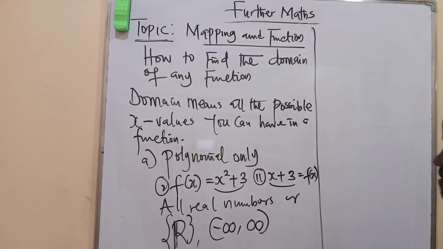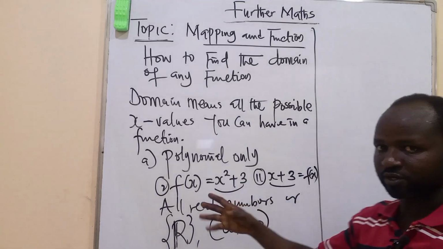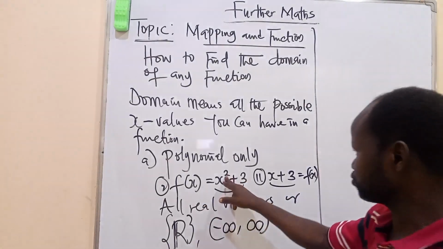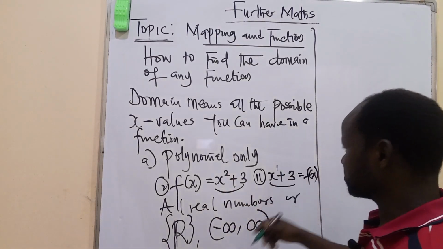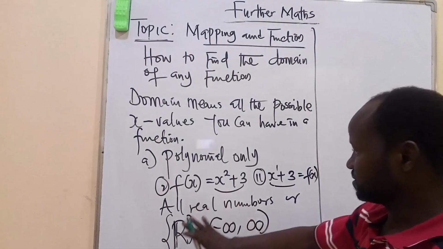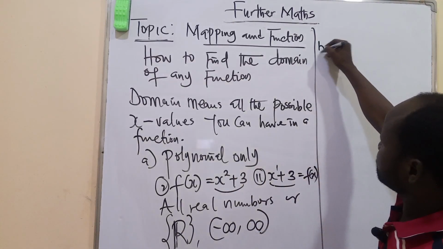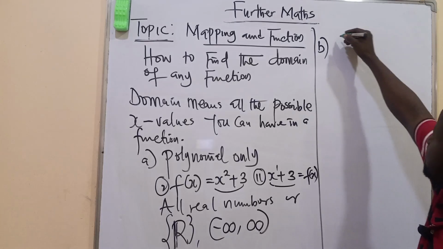So this is the first case. When you have a polynomial of different degrees, it could be degree 2, degree 1, as the case may be, or 3 or 4. That is case 1. Let's look at case number 2.